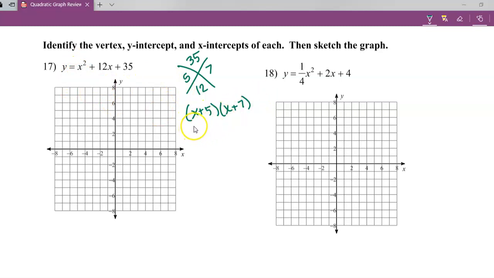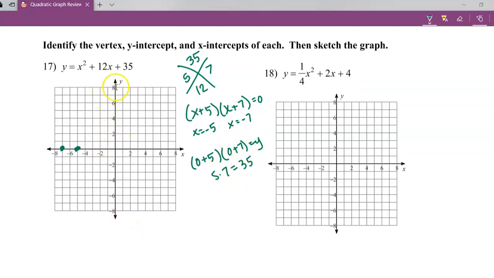To find the x-intercepts, we are going to set this equal to 0. So x equals negative 5 and x equals negative 7. So I know negative 5 and negative 7 are the 2 points where it's going to cross the x-axis. To find the y-intercept, I'm going to plug in 0 for x. So 0 plus 5, 0 plus 7 equals y. That would be 5 times 7 equals 35.